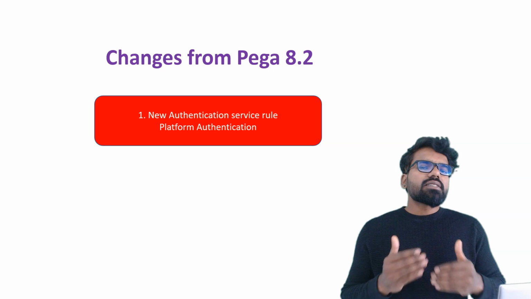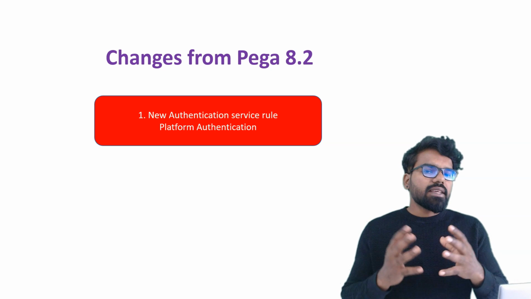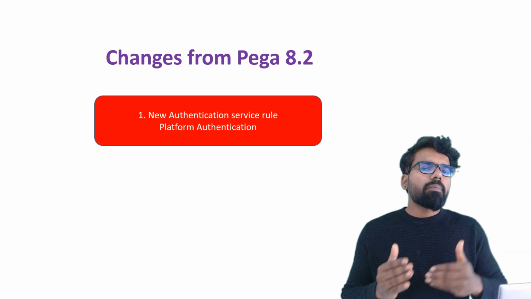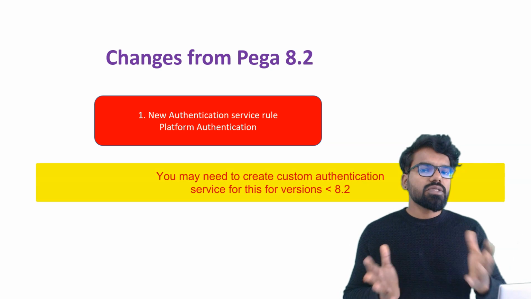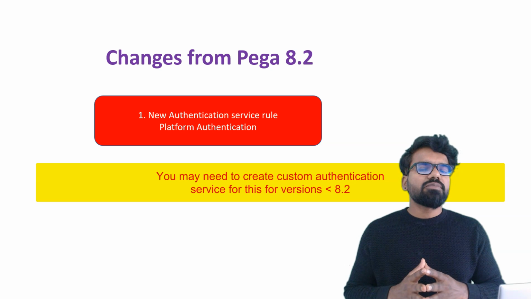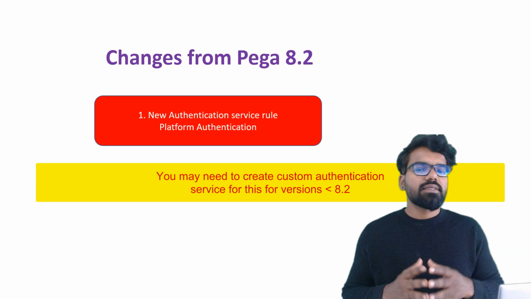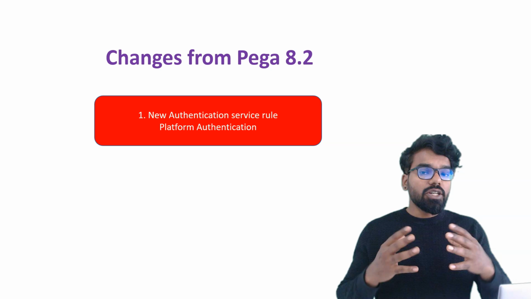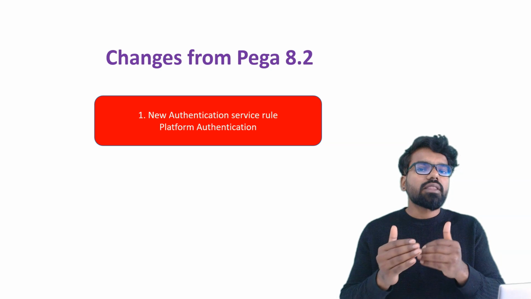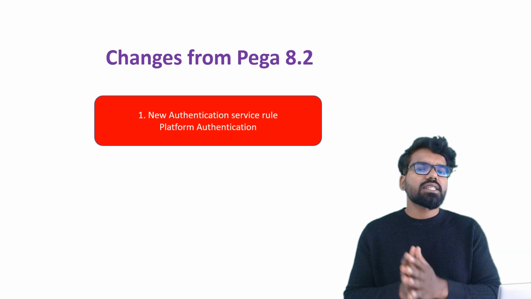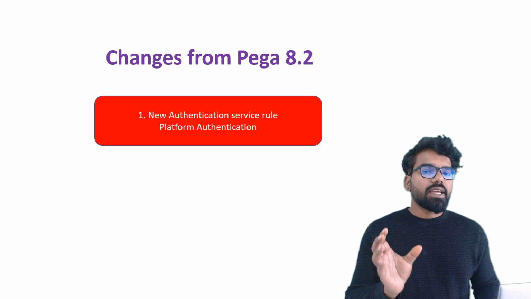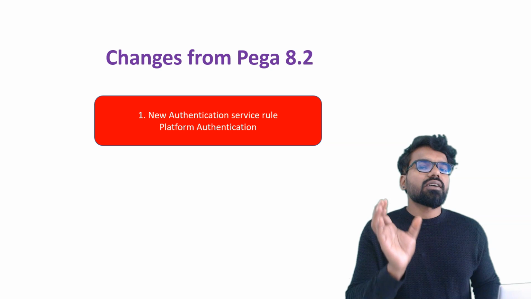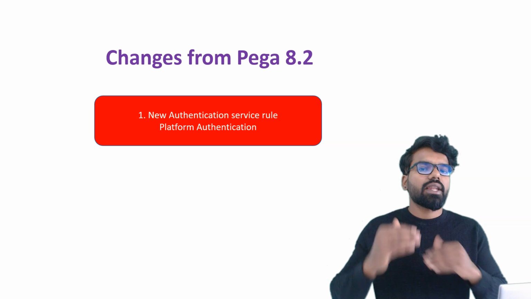So new requirements come in. For example, in basic authentication, you don't want to use Pega's database. Instead, you want to use a different data store. In those cases, before 8.1, it's very difficult to customize the basic authentication. But with 8.2, Pega introduced this new authentication service instance. We call it platform authentication, that can be easily customized. Platform authentication is all about the basic authentication which you use with username and password.